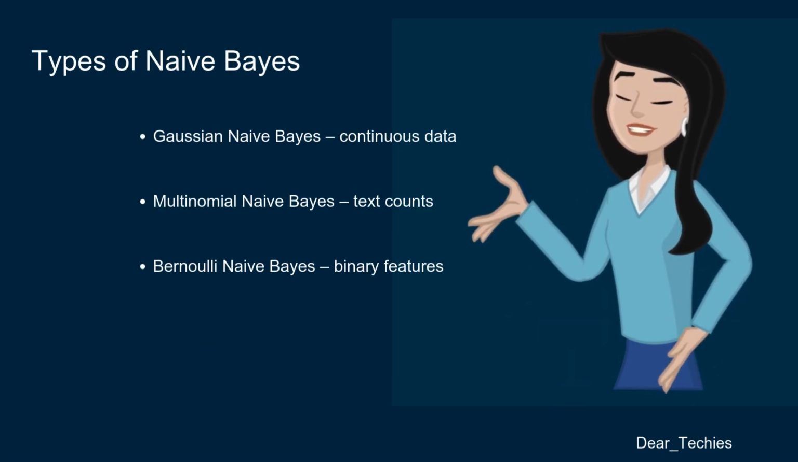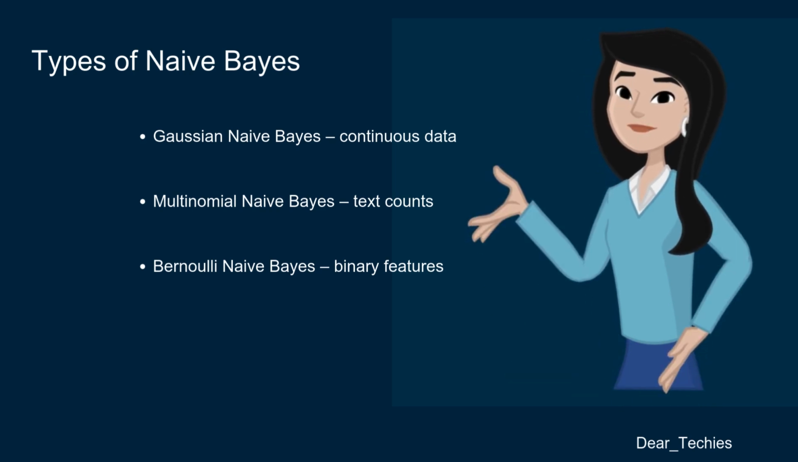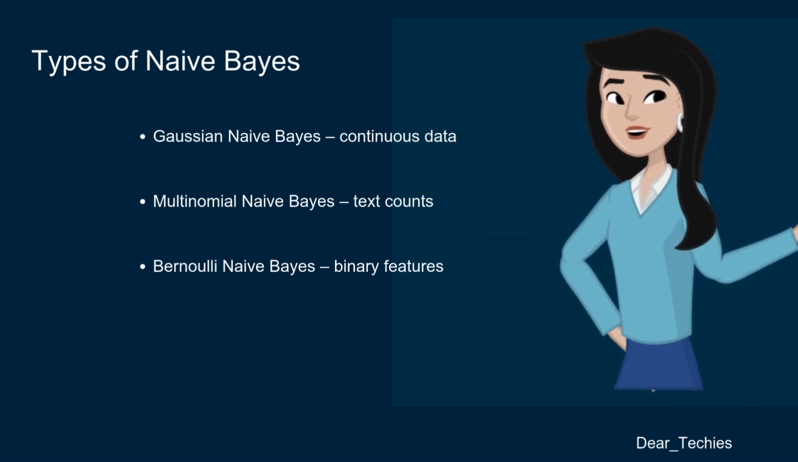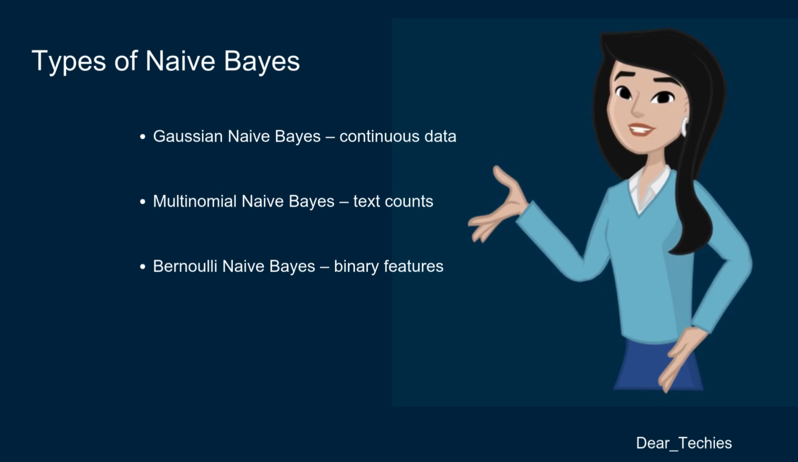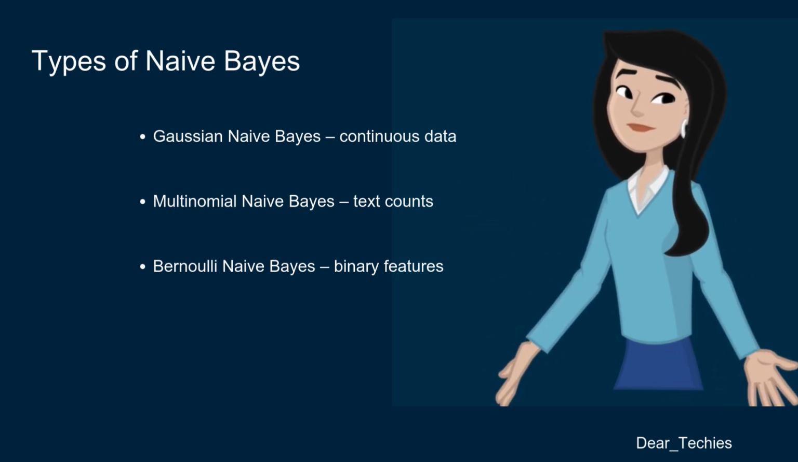There are 3 main types. Gaussian naive Bayes is for continuous data like height or weight. Multinomial naive Bayes is used heavily in natural language processing because it works with word counts. Bernoulli is for yes-no type features.